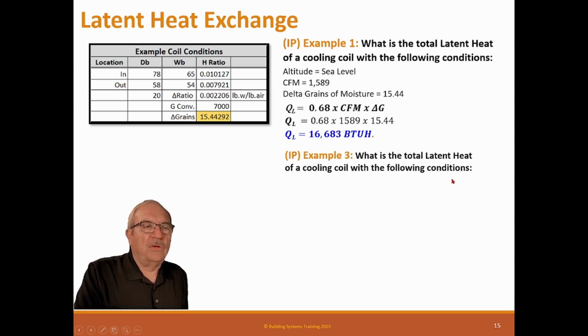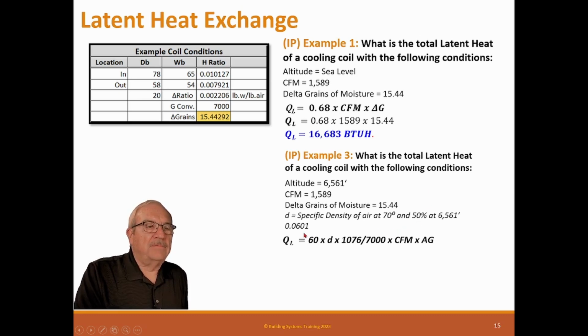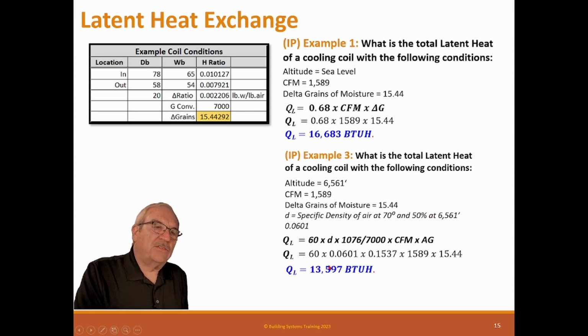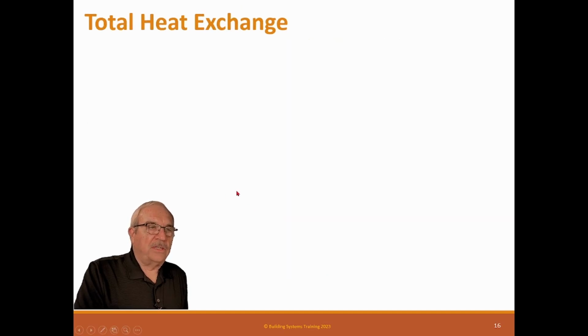Example 3, what is the total latent heat of a cooling coil with the following conditions? Altitude of 6561, CFM of 1589, delta grains of 1544. Again, density of that, 0.0601. So it's 60 times density times 107.6 per thousand. Get tired of reading the same equations over and over. So it would be 60 times 0.0601 times 0.1537 times 1589 times 1544, which equals 13,597. And you see that that's less because remember the high altitude air is less dense, so it carries less heat. So those are the how to do latent heat exchange.